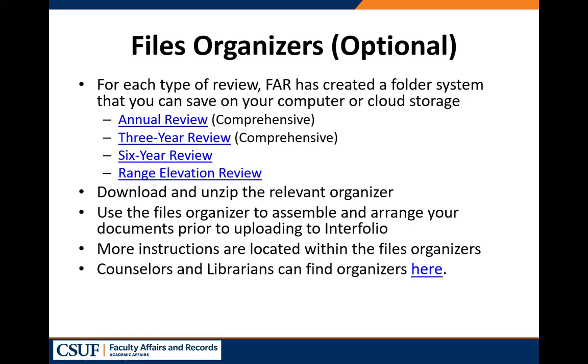And so we have those review files organizers for annual reviews, only comprehensive, because the abbreviated review is the easy one that doesn't take a lot of work. And then we have them for 3-year reviews, we have them for 6-year reviews. And if any of you are applying for range elevation, we have them for range elevation review too. These are all the types of reviews that have significantly more work that is required.